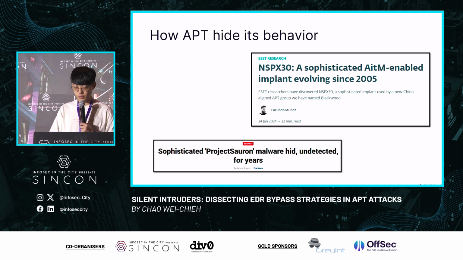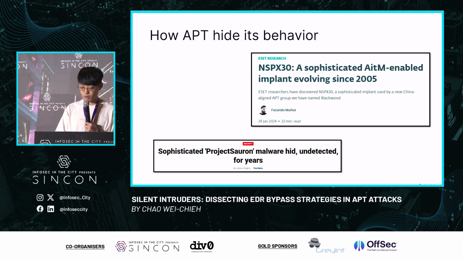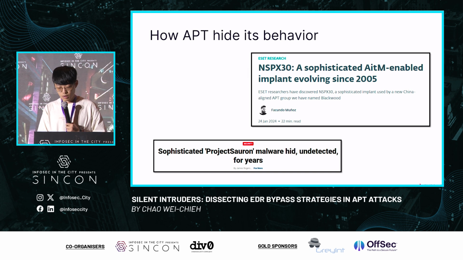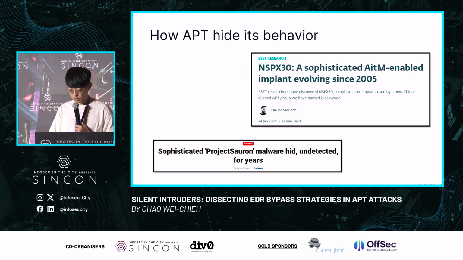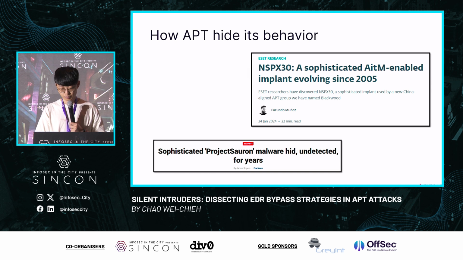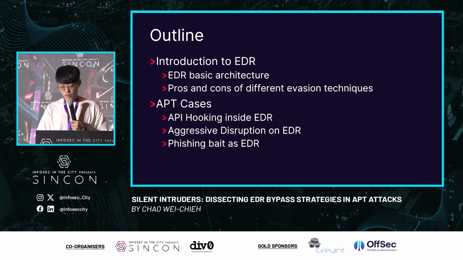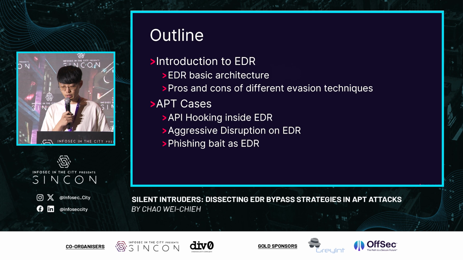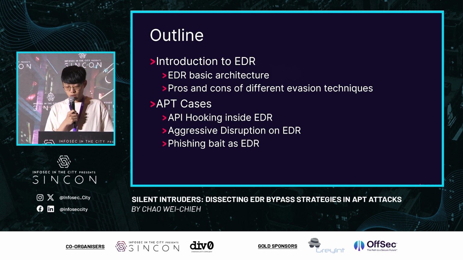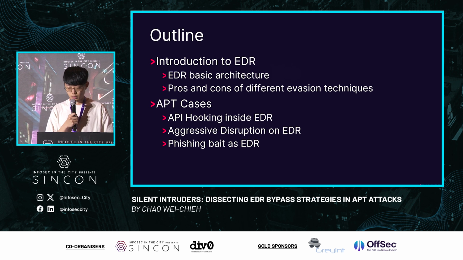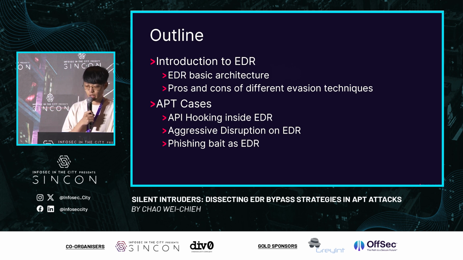In the upcoming sections, I will use 3 real APT cases to show you how APT groups bypass EDR detection, and we will also categorize these different techniques. Before we dive into the APT cases, here is the outline for today. We will first look at the basic architecture of EDR and discuss the pros and cons of different evasion techniques. Next, we will explore 3 real-world APT cases to see how they evade detection.